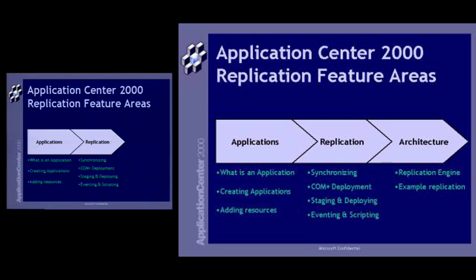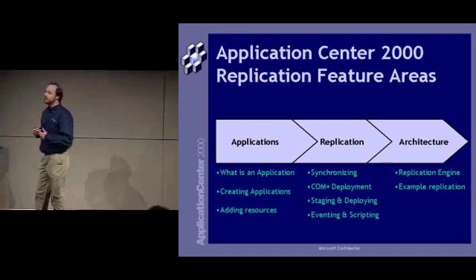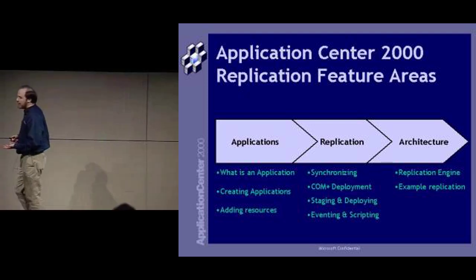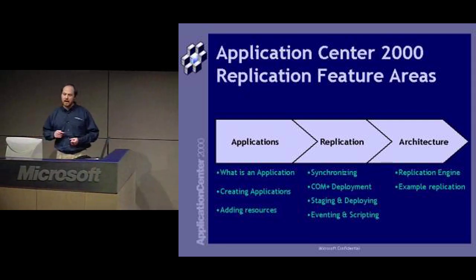And we're going to talk about how eventing and scripting can play into our replication story to really enhance it and extend it beyond the capabilities that we give you out of the box. And then finally, I'm going to talk about the architecture of how the replication engine and system works. That, of course, has a couple parts to it. We have the replication engine itself. We'll also go over a real quick example replication.